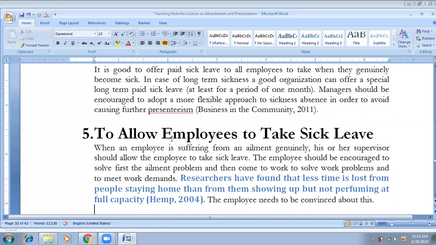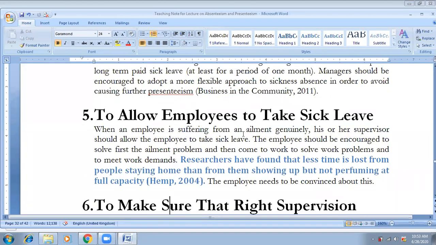So then, to allow employees to take sick leave. At this time, thanks to the relevant people, we have controlled the corona situation, the corona pandemic. But never forget that in the world, while we are controlling it, outside there are many countries where the situation is getting worse and worse. Some countries are worst, with a large number of deaths. You can't even watch those video scenes.